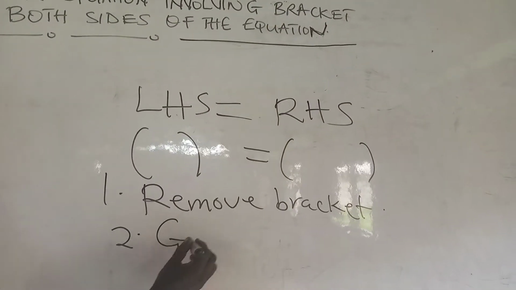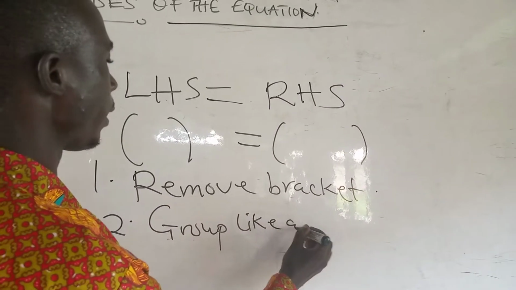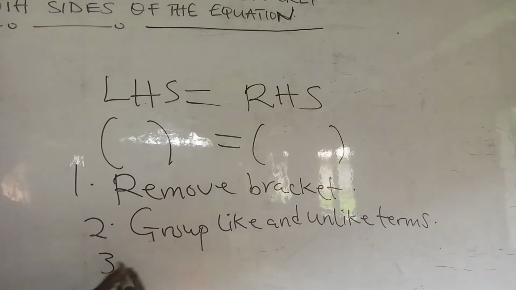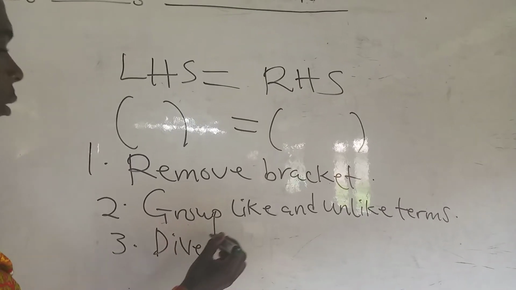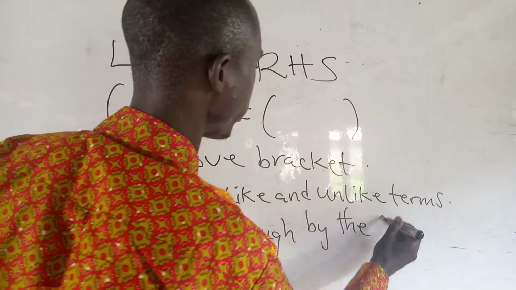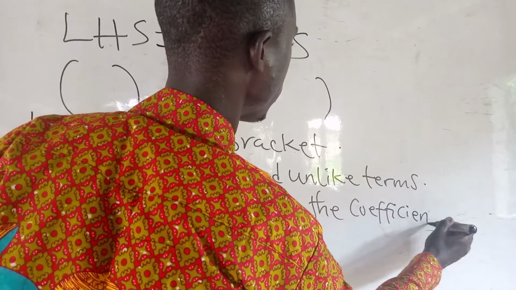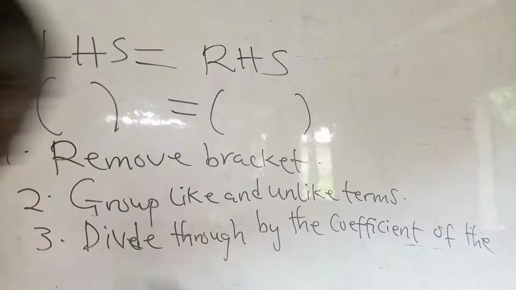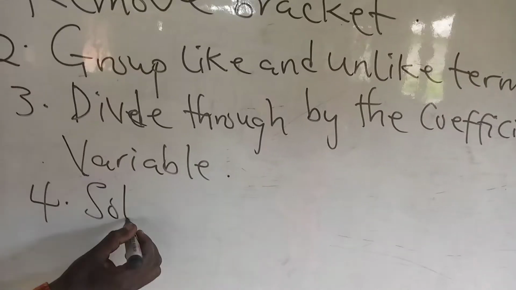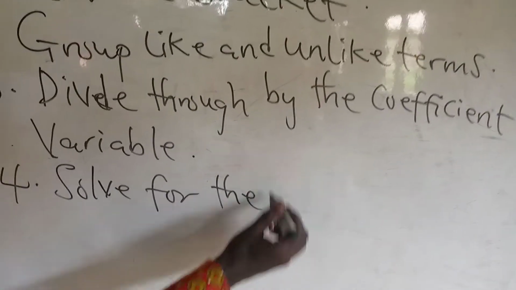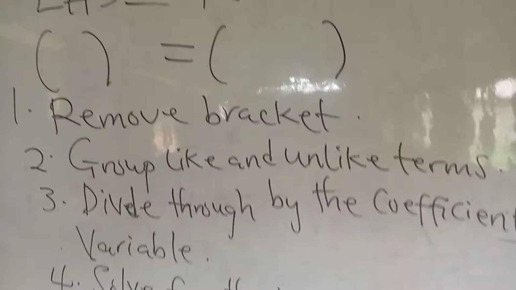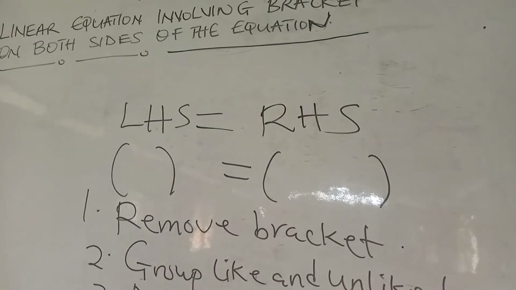Second one, you group like terms, like and unlike terms. Third one, you divide through by the coefficient of the variable. And the last one, you solve for the variable. So we have four main steps if they give you brackets. So I will use two questions to illustrate this heading.